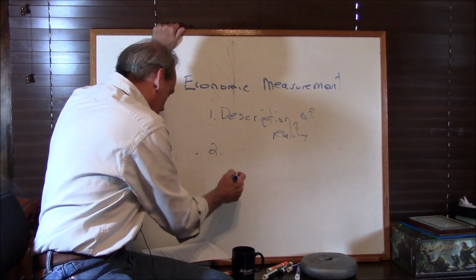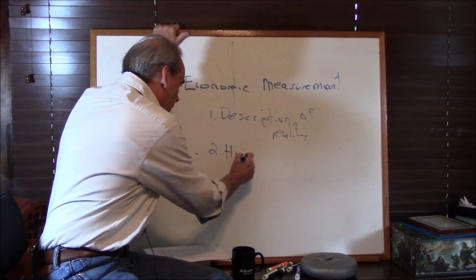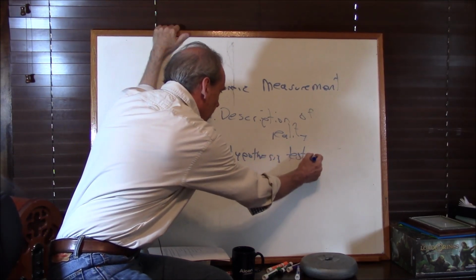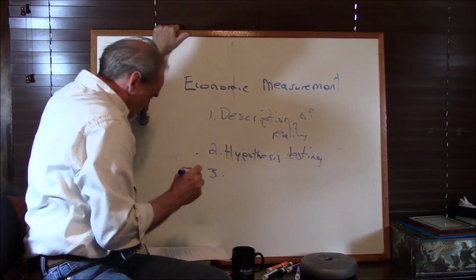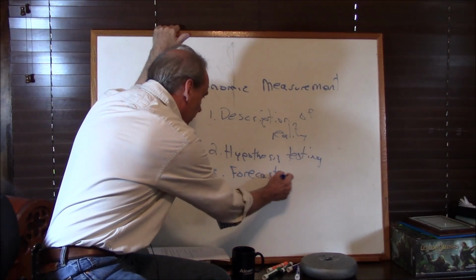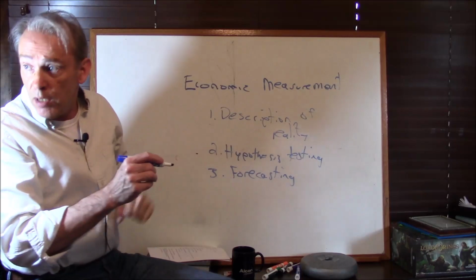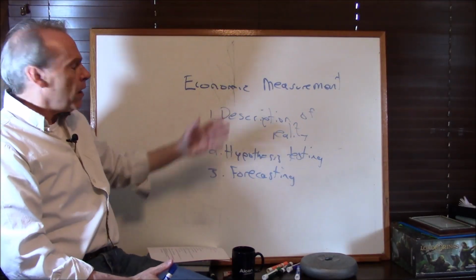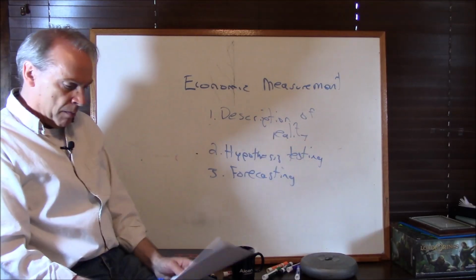Let me talk about each of these in just a second. Description of reality, hypothesis testing, and third, forecasting. Okay, so once again, the 3 uses of econometrics. Now, this one is just like, okay, he has an example here, or did I make up my own example?